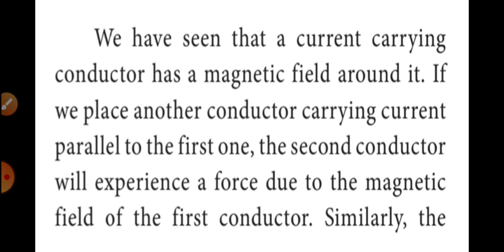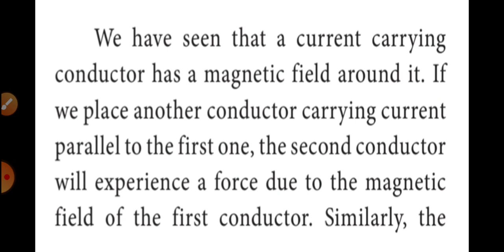We have seen that a current carrying conductor has a magnetic field around it. We know that if there is a current carrying conductor, a magnetic field is produced around it, as we discussed in the last class. If we place another current carrying conductor parallel to the first one, so we consider two current carrying conductors, and keep them parallel, then the second conductor will experience a force due to the magnetic field of the first conductor.